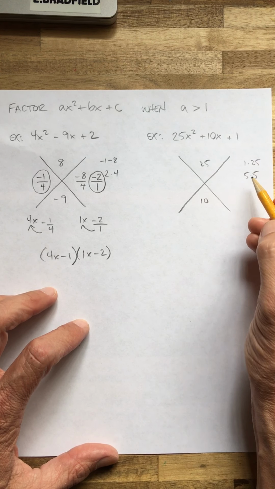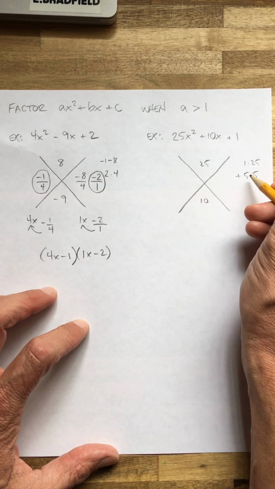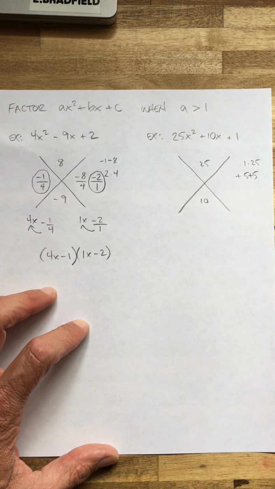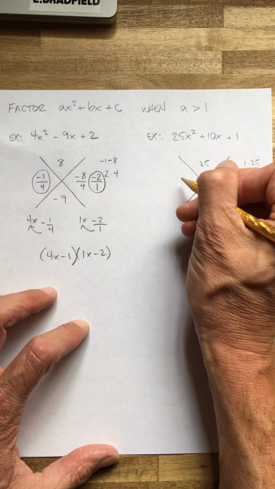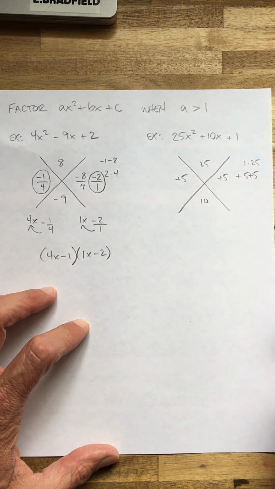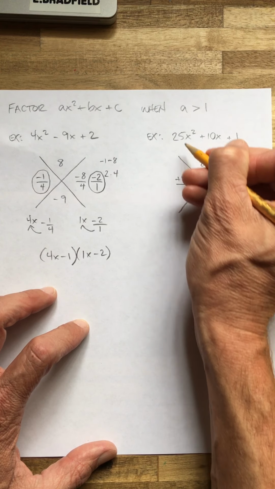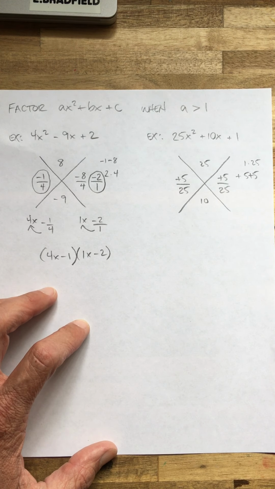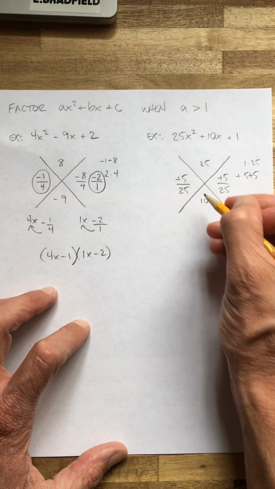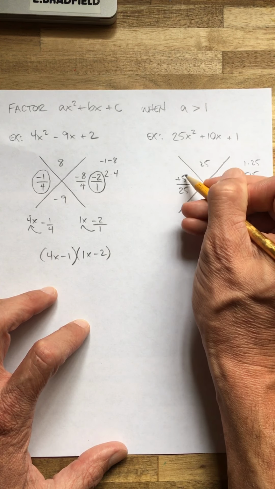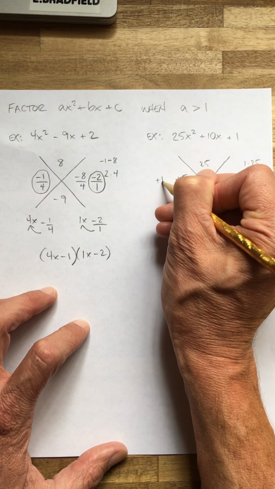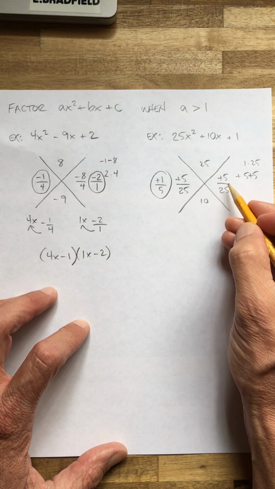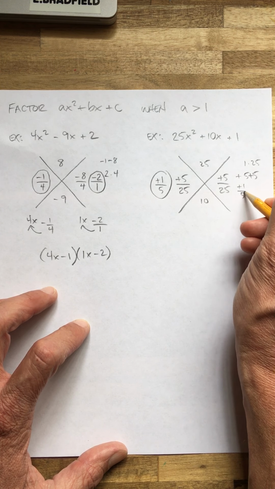Okay, do either of these add to make the 10? Sure. Positive 5 plus 5, that multiplies to 25 and it adds to 10. We're good. All right, so put your plus 5 here, put your plus 5 here. Divide by a. A is 25, okay, and now you have to reduce this first, okay, so this guy is both divisible by 5, so this is plus 1 over 5, put a circle around it, it's done. This guy's the same exact thing, okay, so plus 1 over 5, put a circle around it, we're done.